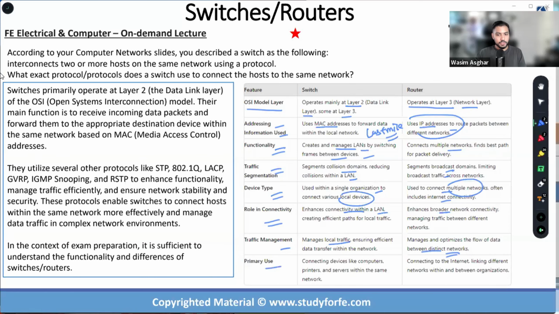Okay, primary use, and if you want to remember this, this is the easiest way to remember. Switches are used to connect devices like computers, printers, and servers within the same network. When it comes to routers, they are used to connect to the internet, linking different networks within and between organizations. Does it make sense?